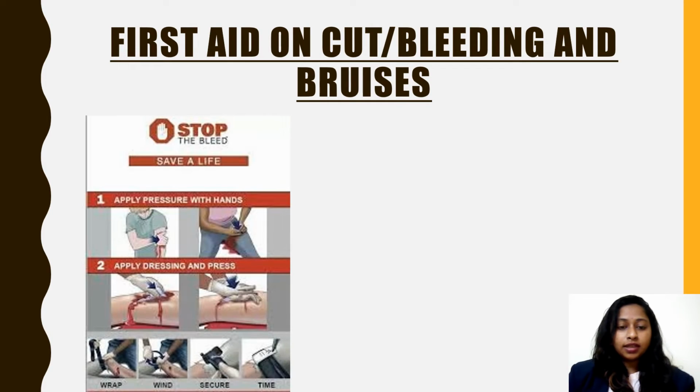In the picture depicted here, first it is shown to apply pressure with hands. Wherever you feel there is profuse bleeding, the first and foremost step is to put pressure on the wound. Make sure your hands are sterilized, or put a clean and sterilized cloth over that wound, and you will be able to reduce the bleeding. So apply the dressing and press it. Put a clean cloth or gauze over the wound and press it.